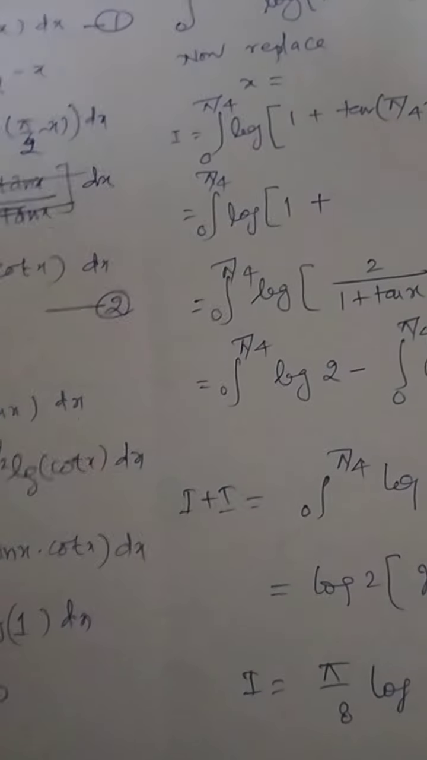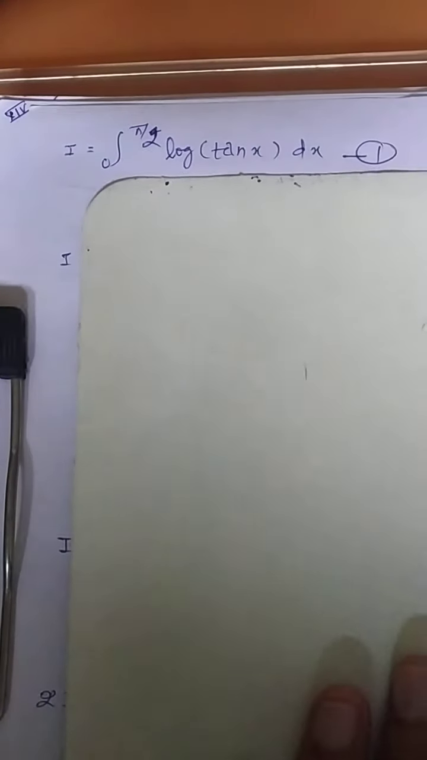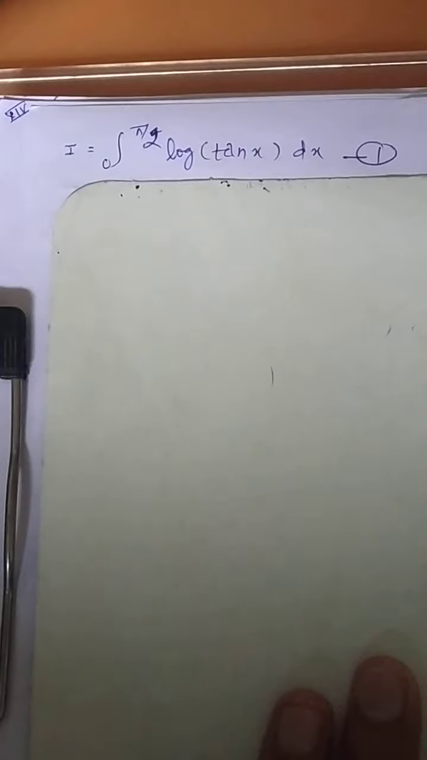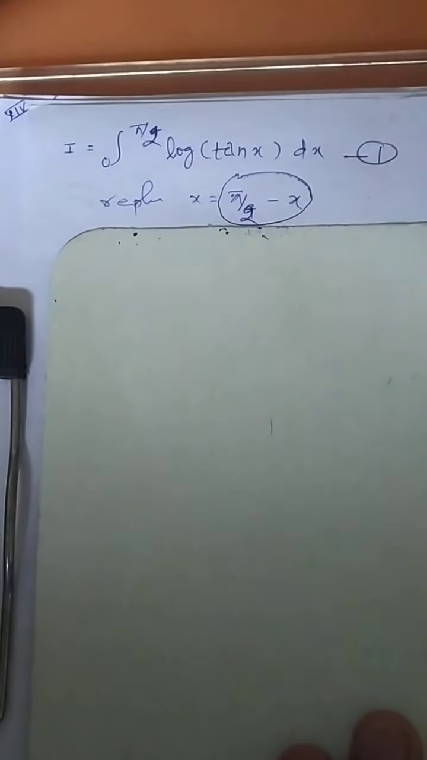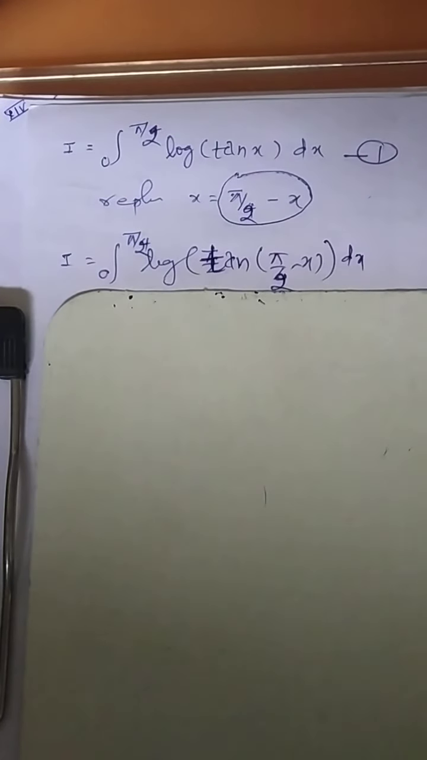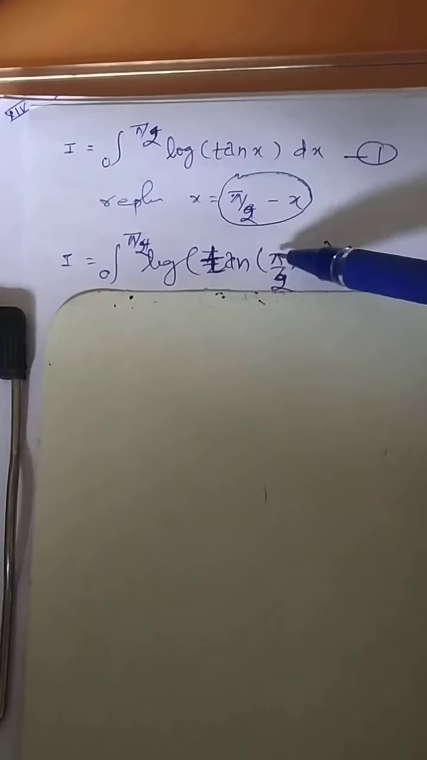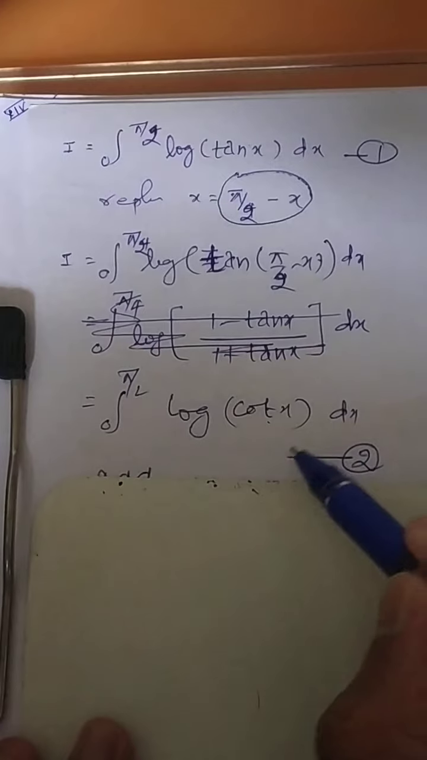Now another question. See the next question. The problem is 0 to pi by 2 log of tan x. This is step number 1. Most of the questions we are doing this arrangement only, because the upper limit so far is the same. If the upper limit changes, then we make the respective changes. Do you follow? This x is replaced by pi by 2 minus x. If you simplify, it gives you cot x. This is nothing but your second expression.